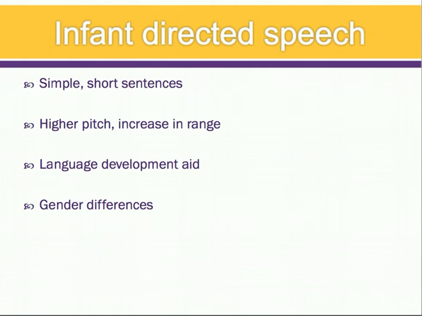The estimate in your book was that by 32 months, girls hear twice as many diminutives as boys. So that's where you take something and put an "ie" at the end. So instead of a dog, it's a doggy. That's a diminutive. And this does decline with age, but it still occurs. So even from birth, we're talking to boys and girls differently.